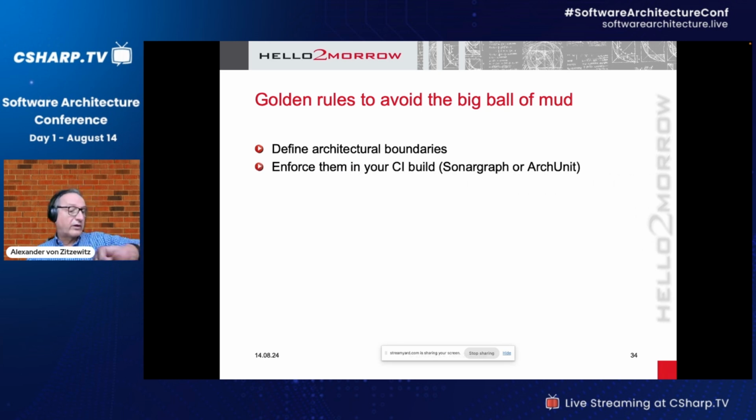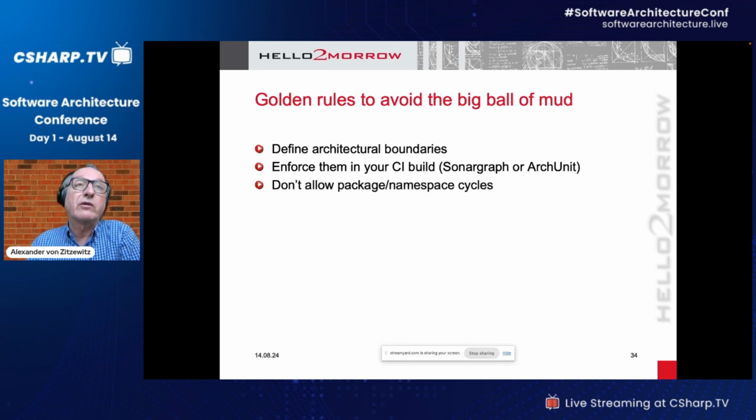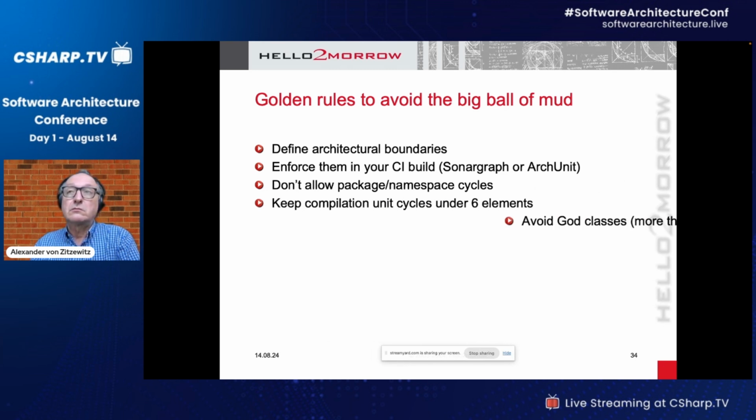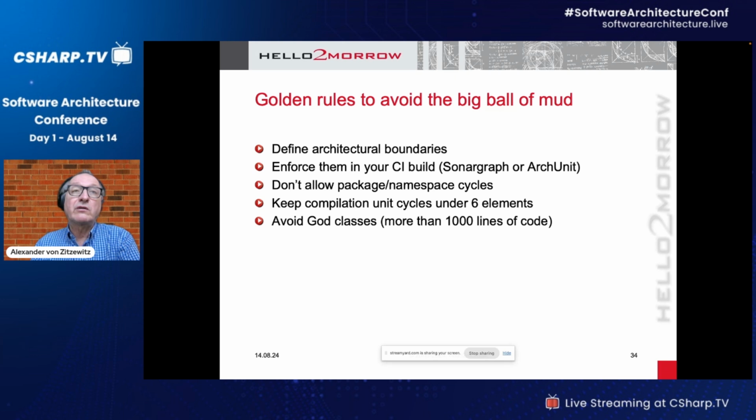Enforce them in your CI build. Make sure that your build breaks if something is not kosher. Do not allow package or namespace cycles and keep other cycles under 6 elements. Avoid God classes. So those big classes, more than 1,000 lines of code, are usually problematic because they also have their own gravitational pull. The bigger the class, the more dependencies it will attract.